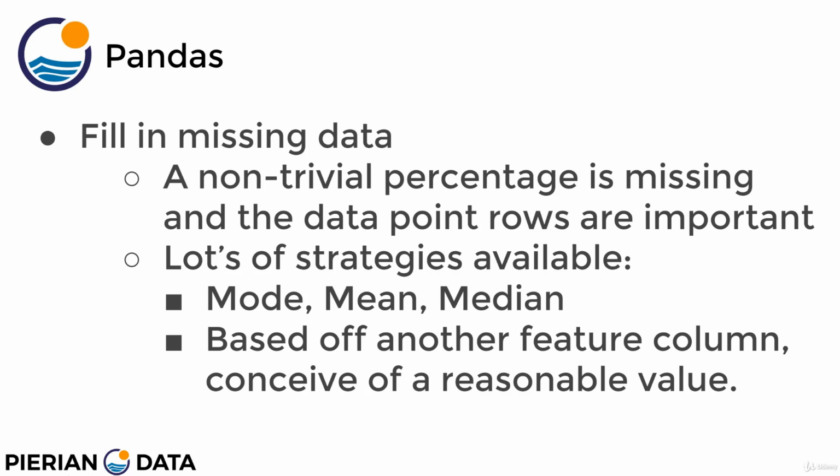Finally, and this is usually the hardest to figure out, is filling in the missing data. So this is where you have a non-trivial percentage missing, and also maybe the data point rows are really important, or you don't have enough data to comfortably just drop data points. There's lots of strategies available here. Often, people fill in missing data with things like the mode, the mean, or the median, or they base it off another feature column and conceive of a reasonable value.